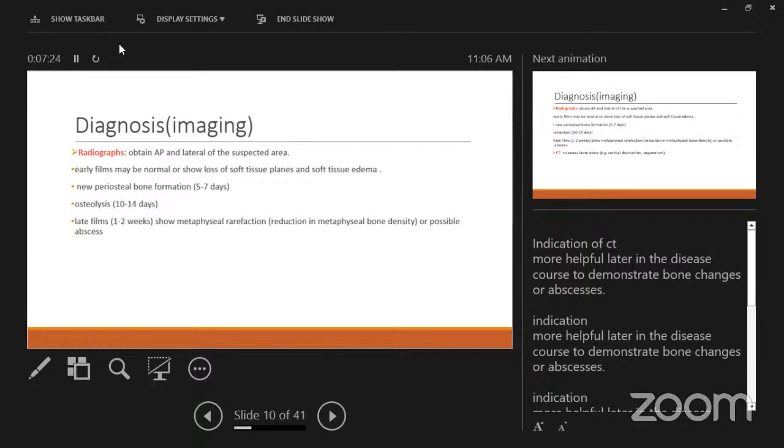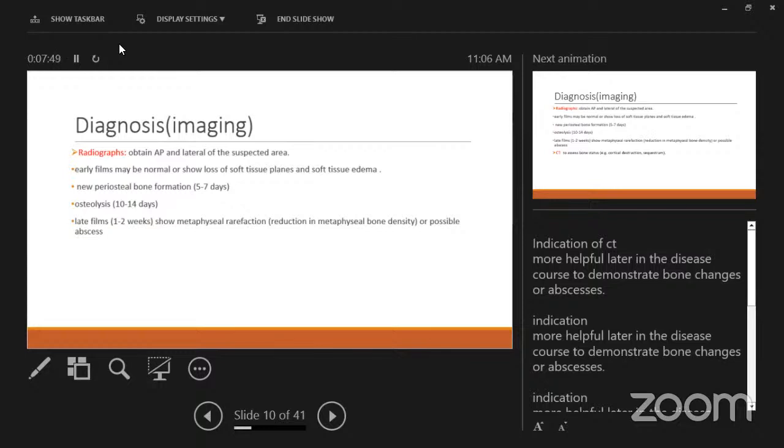In late film, maybe show metaphyseal rarefaction, reduction in metaphyseal bone density, or possible abscess. In chronic osteomyelitis, sometimes there is a sign called Codman triangle. You know, this question is usually asked in the board. So the differential diagnosis of Codman triangle: sarcoma, osteosarcoma, or subperiosteal abscess.